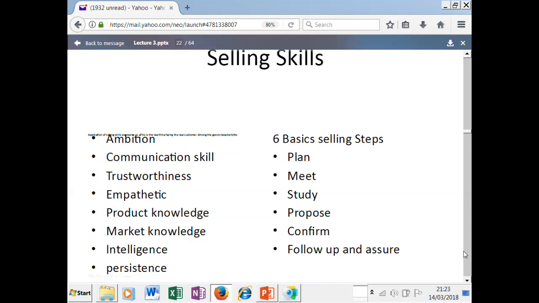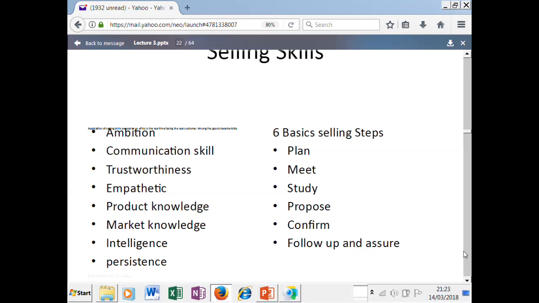Selling skill. Selling skill is very important. First, you have to have ambition, desire to grow, desire to make money, because whenever you are in sales, you are being given commission. Okay, you are being given commission. For example, for one customer, how much do you get?